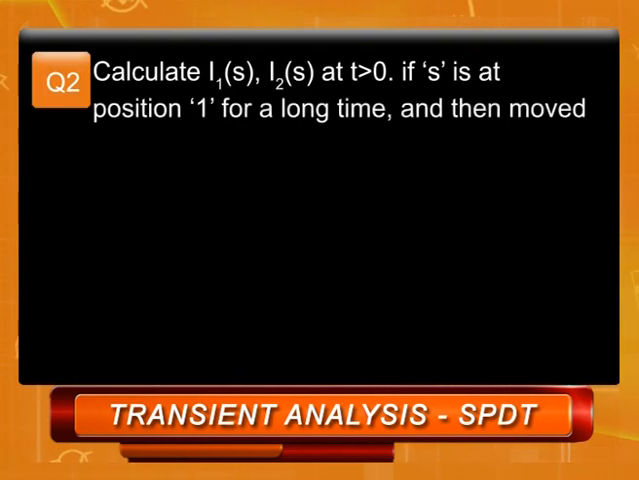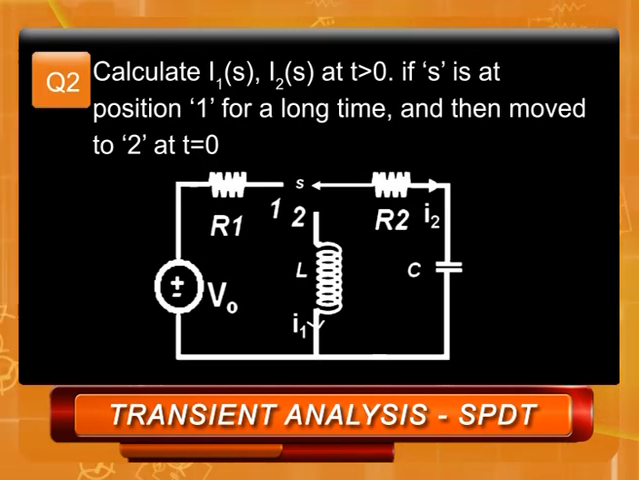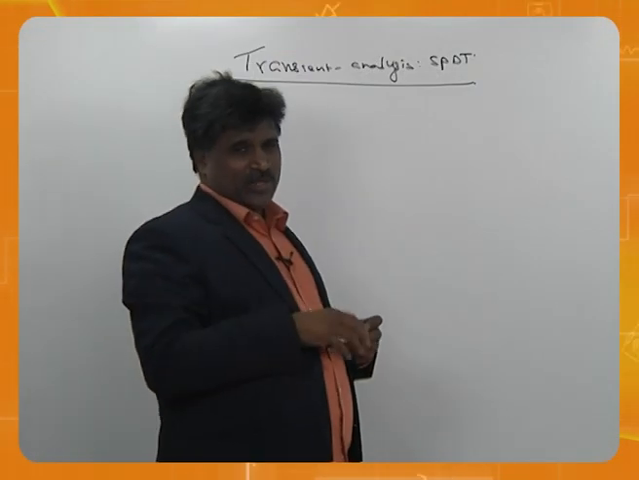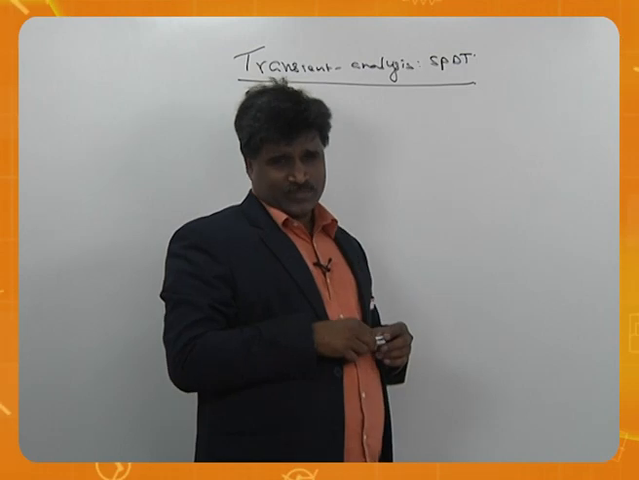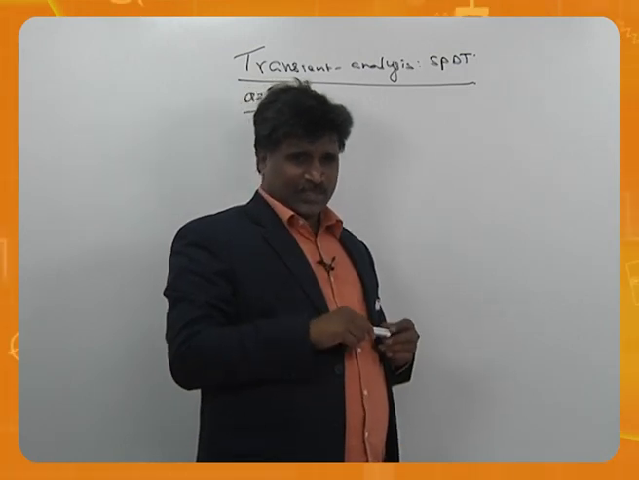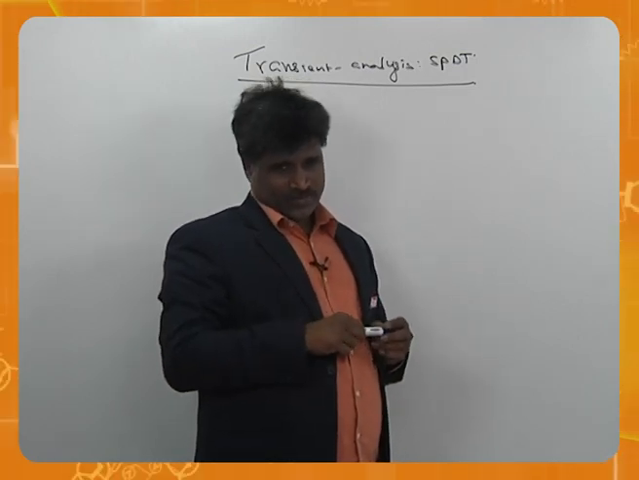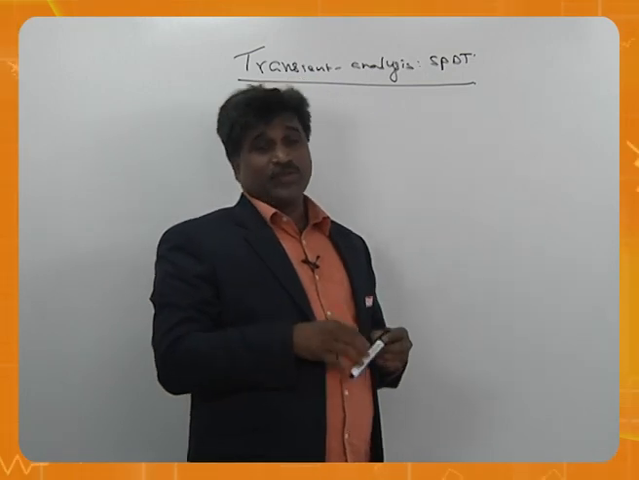Calculate I1 of s, I2 of s for t greater than 0. The switch is at position 1 for a long time and then moves to 2 at t equal to 0. This is why, when you look at this problem, he is not asking for the complete solution. He is simply asking for I1 of s, I2 of s. Why? Because solving will take a long time.